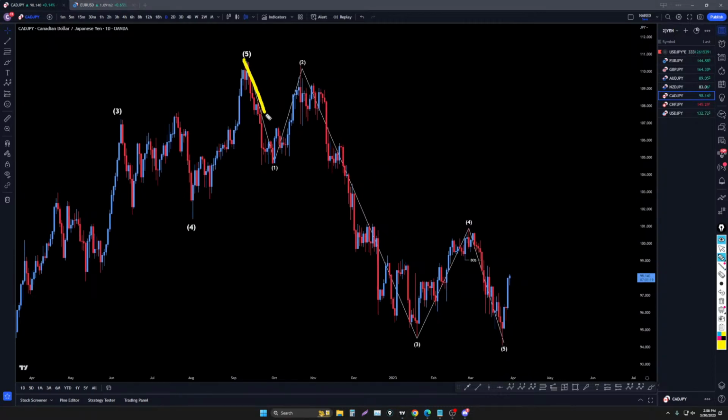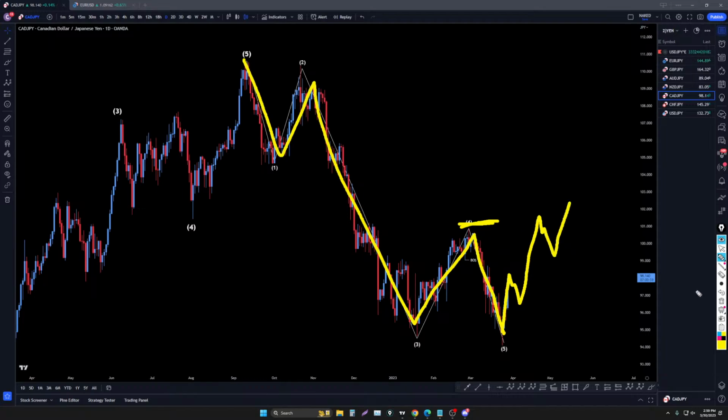This is a trend. 1, 2, 3, 4, 5. That's like a perfect trend right there. It has not taken out the high of wave 4 yet. No problem, Mark. So it hasn't taken out the high of wave 4 yet, but I do believe there's a very good likelihood that it will take out the high.